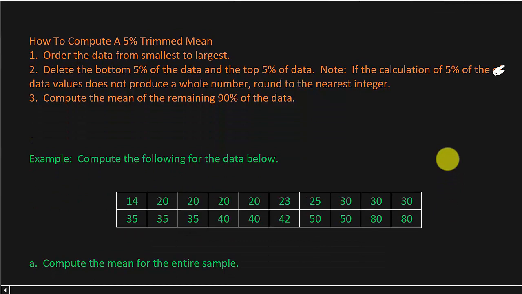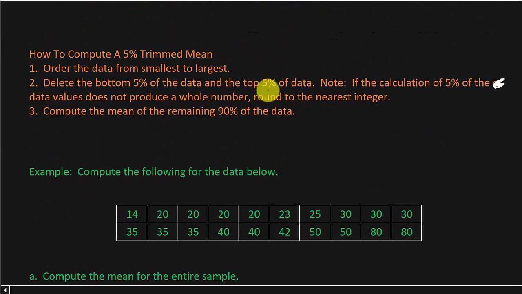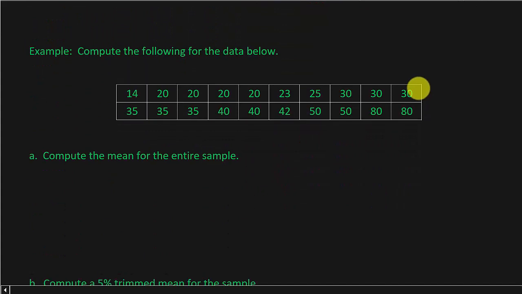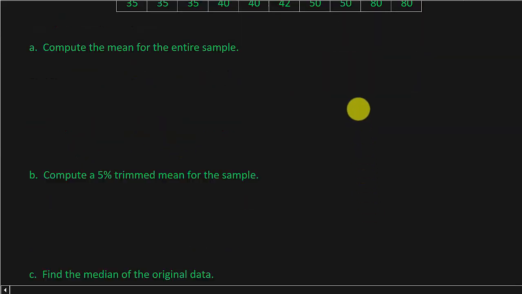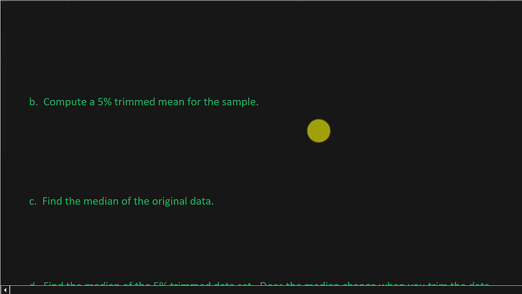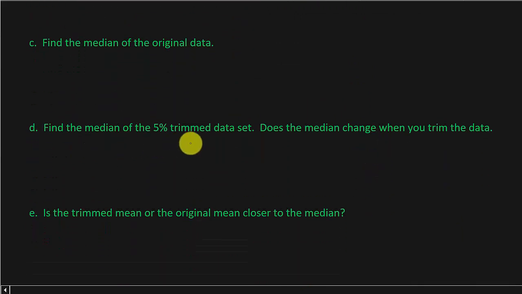Of course, if this was a 10% trimmed mean, you would have to do 10% instead of 5%, and you would compute the mean of the remaining 80% of the data. All right, so compute the following for the data below. We've got these data values here, and we want to find the mean for the entire sample, a 5% trimmed mean, the median of the original data, the median of the 5% trimmed data set, and then they want to know, does the median change when you trim the data?